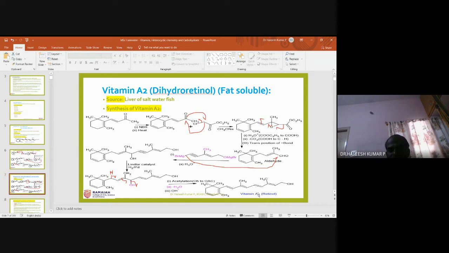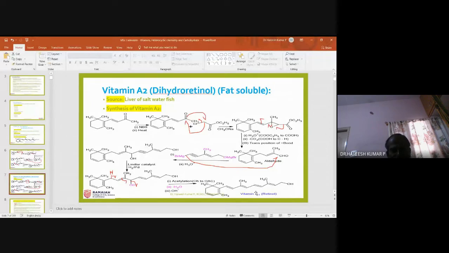If I'm able to convert this into a presentation mode, there I can take a pencil and I can correct it. Now it's difficult. This is about how the vitamin A2 is synthesized.